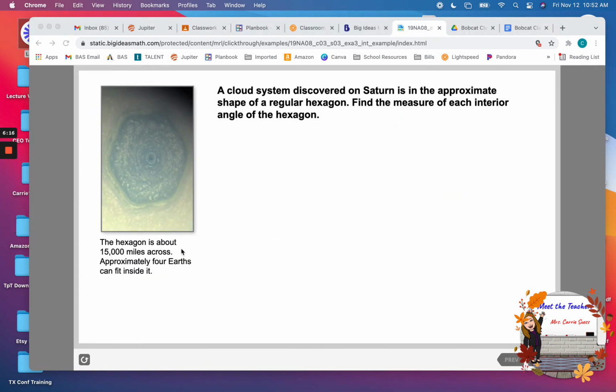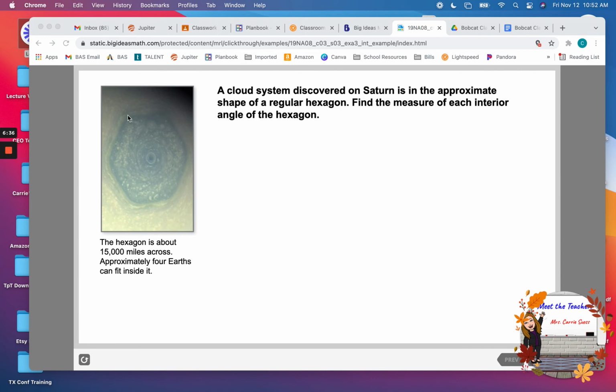All right, so this is example 3. Integrating science. A cloud system discovered on Saturn is in the approximate shape of a regular hexagon. What does the word regular mean when it comes to polygons, Elena? All the sides are congruent.